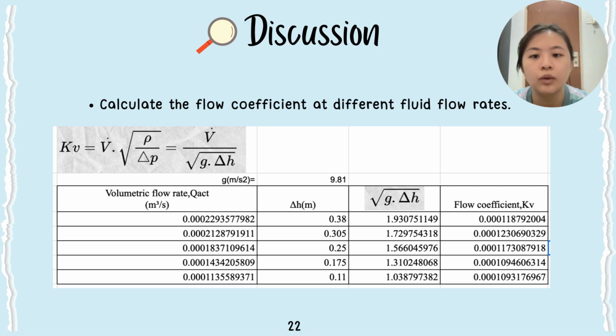For calculating, we get flow coefficient and different fluid flow rate. So we use the volumetric flow rate that we gained from our experiment, and then we calculate the H difference, and then we multiply with gravity, square root it, and then we take the volumetric flow rate and divide by the square root of gravity multiplied by difference in H. So finally, we get our flow coefficients in this experiment.